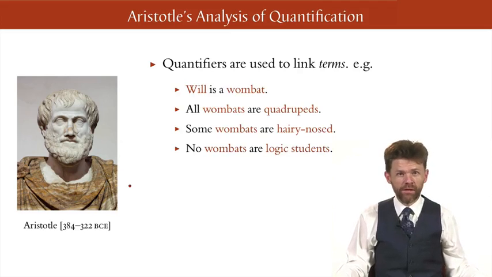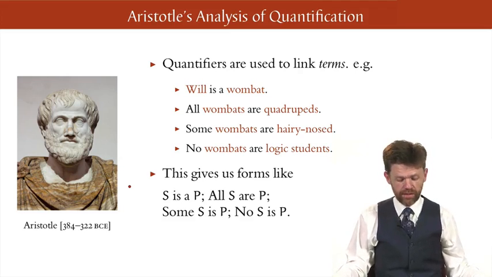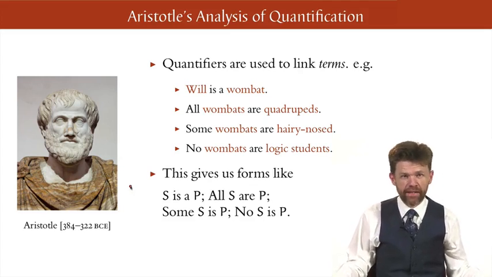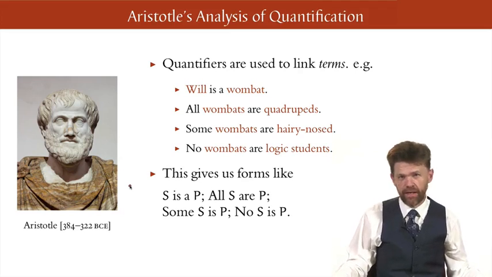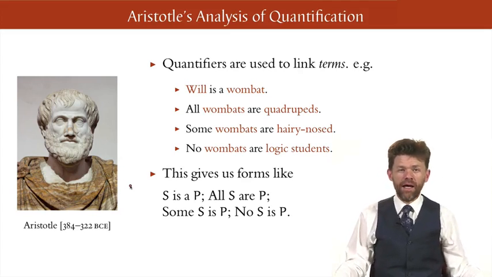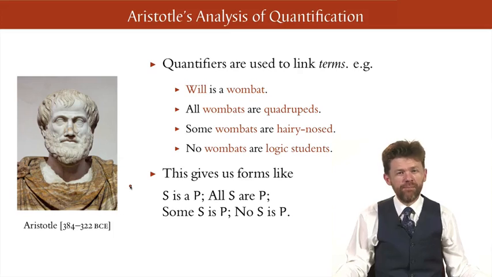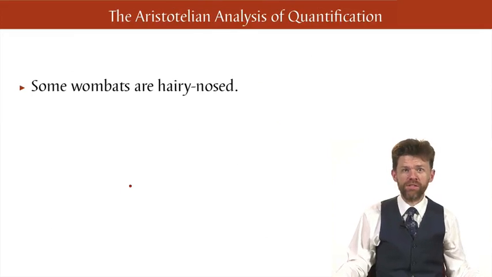Statements like "Will is a wombat," or "all wombats are quadrupeds," or "some wombats are hairy-nosed," or "no wombats are logic students," have forms like "S is a P," the subject satisfies the predicate, or "all S are P," all of these subjects are the predicate, or "some S is P," and "no S is P." And Aristotle's syllogisms are simple argument forms that relate judgments that have these shapes. Now, this is an interesting and a useful analysis, but it only goes so far.